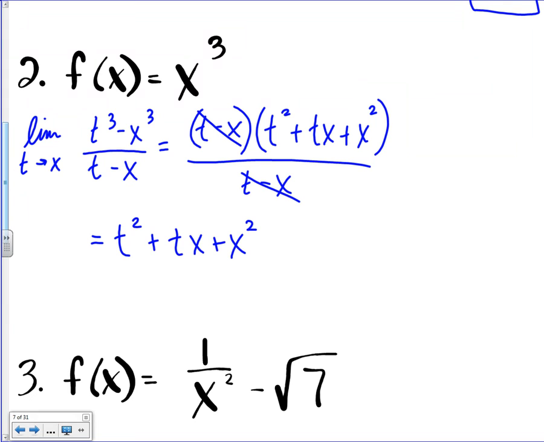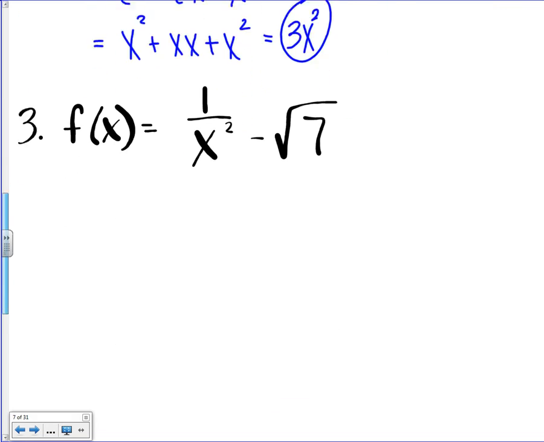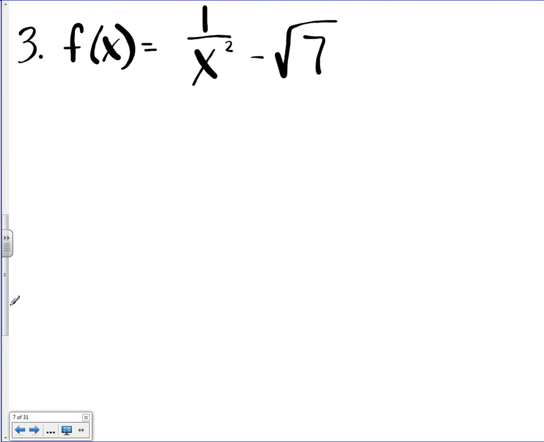All right, so we're in business now. If t is approaching x, then we have this. Well, that x in the middle is just x squared. So now I have 3x squared, and that would be my derivative. All right, let's make it a little bit harder here. Let's look at this one.